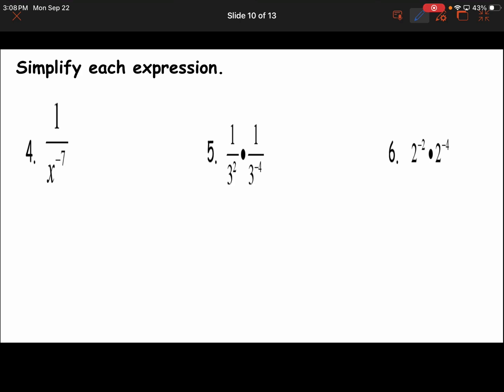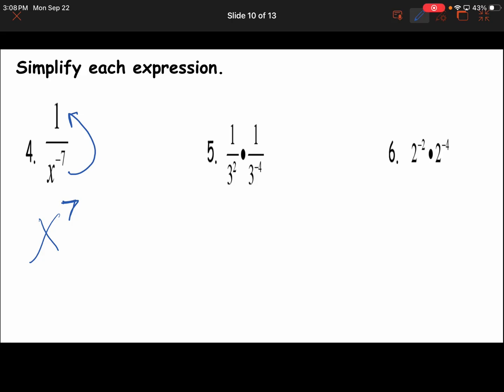1 over x to the negative 7th is going to be? X to the negative 7th? Nope. X to the, Anthony? X to the 7th. X to the 7th power. It moves from the bottom to the top. Everybody good there? All right.